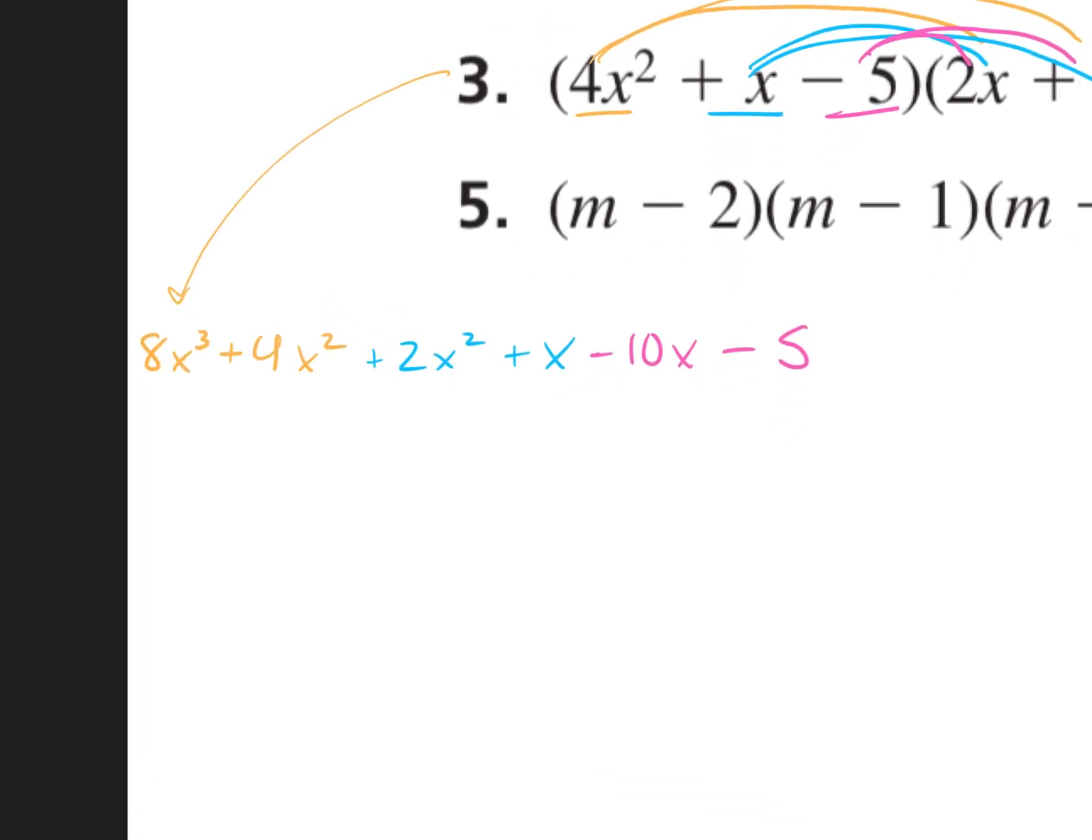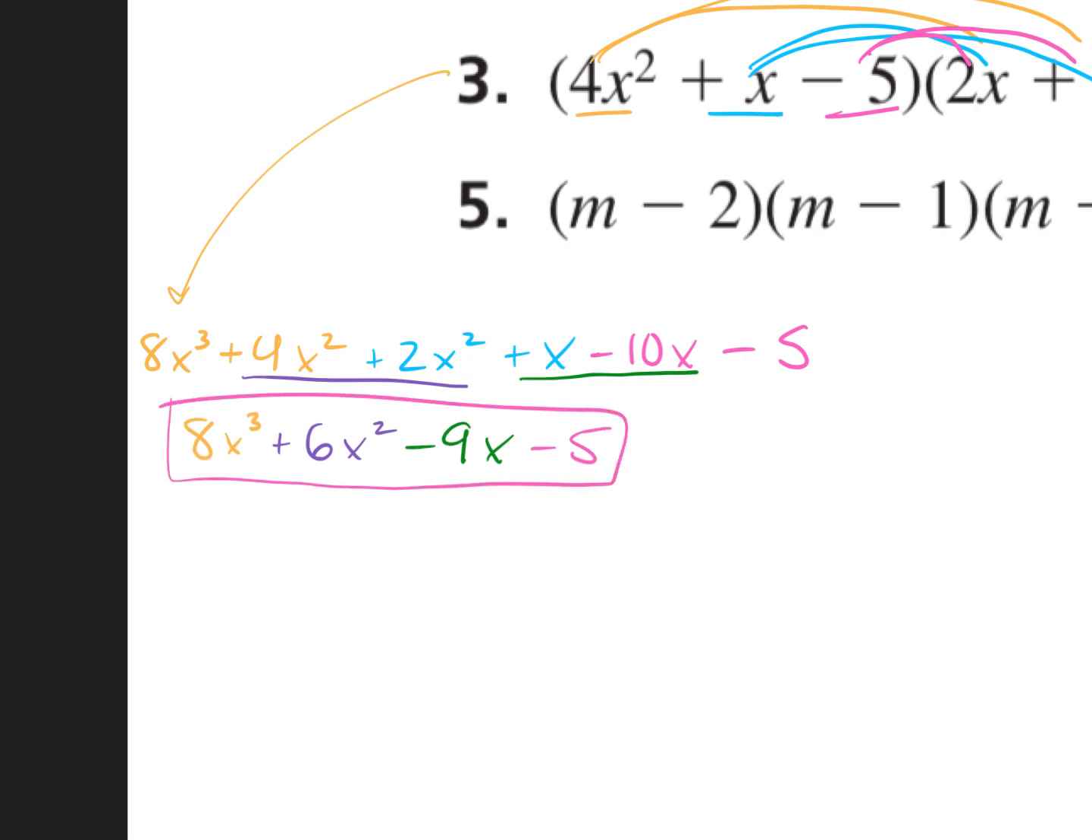What do we do next? Combine like terms. We start with 8x cubed. Then we can add our x squareds. What's 4x squared plus 2x squared? 6x squared. What's x minus 10x? Negative 9x and then minus 5. Any questions?